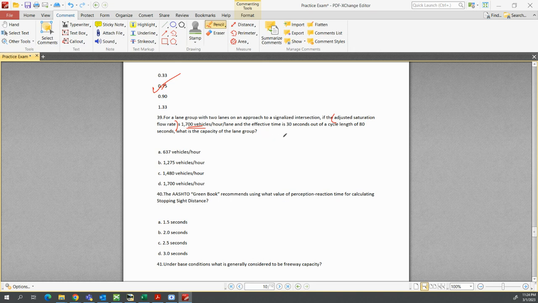Saturation flow rate is given as 1700. Effective time is 30 seconds out of a cycle of 80 seconds. So basically, this should be in the ratio 30 divided by 80, right? And this is given as per lane, but for a lane group, you have two lanes, and they have asked the capacity of the lane group, so you have to multiply by 2, right? So from here, you will get it as 1275 vehicles per hour. So this is the answer.